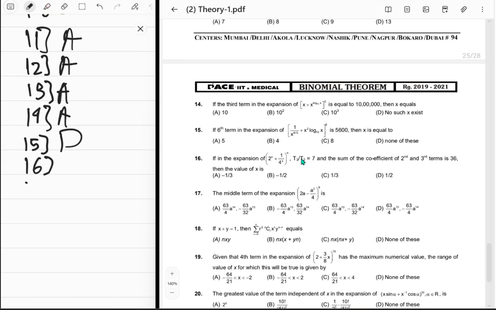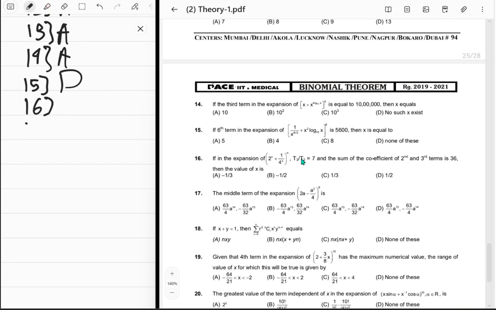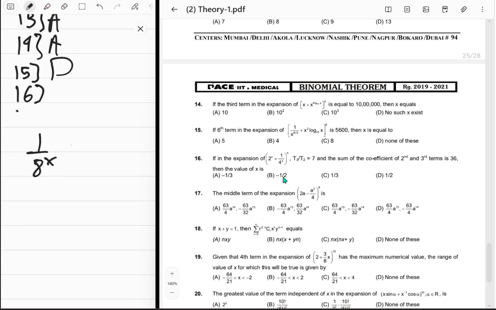So T3 upon T2 is going to have C3 upon C2. While going from there to there, you delete one 2 power x, and then you make a 1 upon 4 power x appear. So basically you are multiplying by 1 upon 8 power x, right? So 1 upon 8 power x, and then C3 upon C2 is just n minus a smaller number upon the bigger number, and that's equal to 7.